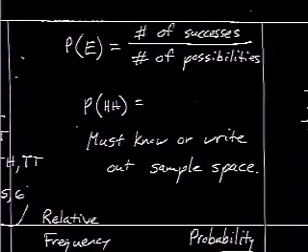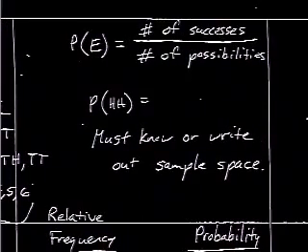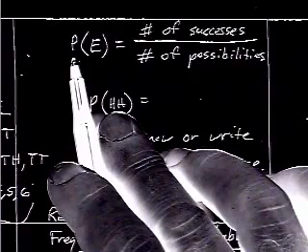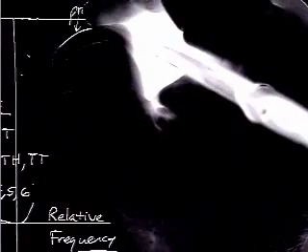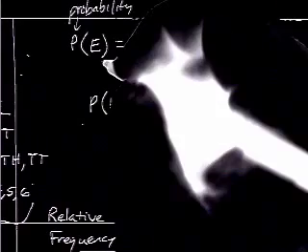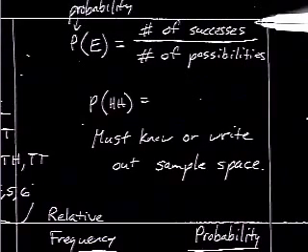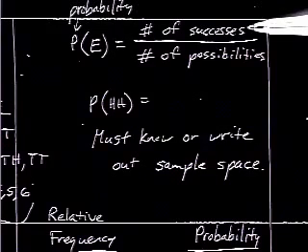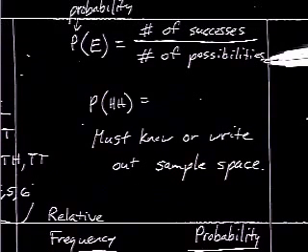It's not going to be that hard for you to figure out how to find the probabilities of different events. So the probability, that's what the capital P stands for, of an event is equal to the number of successes divided by the number of possibilities.